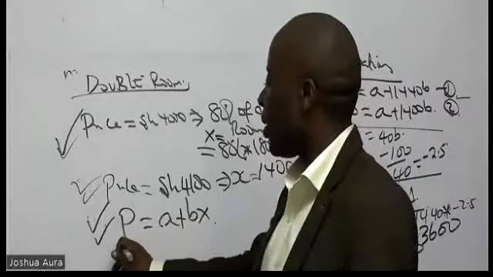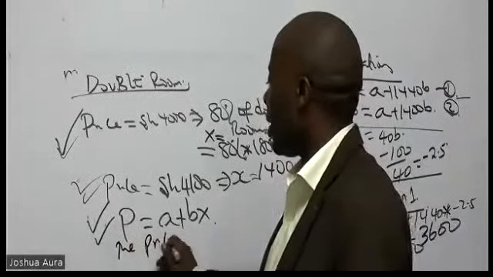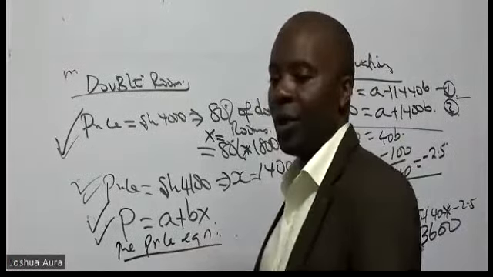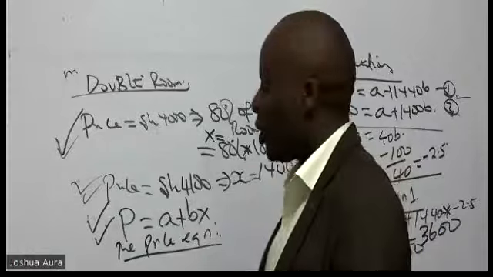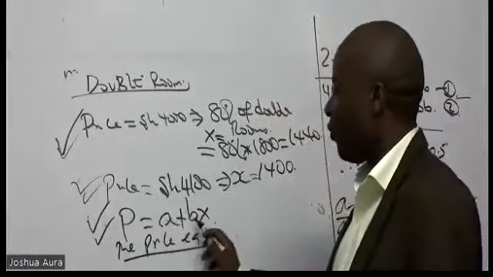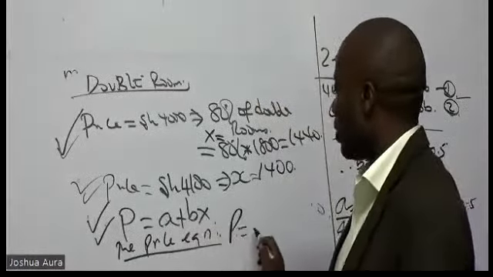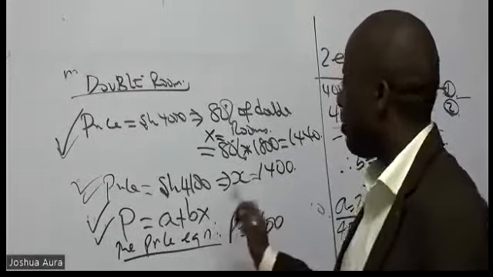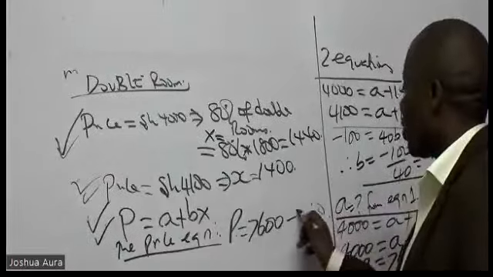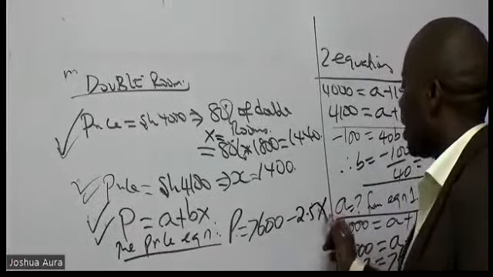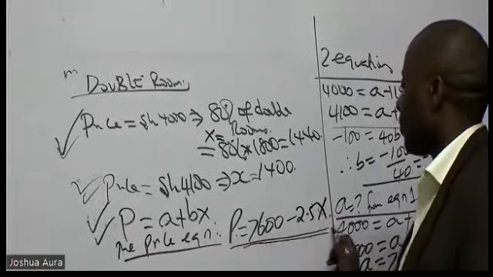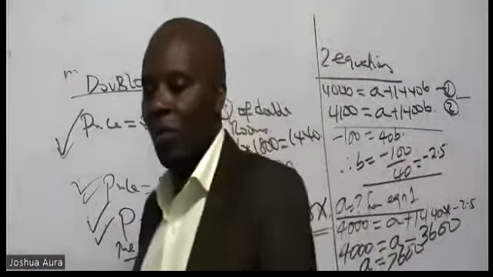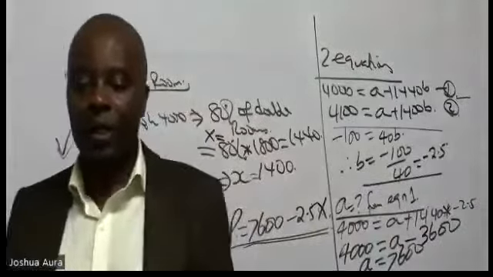So you mentioned the price equation. We already have A, we have B. So price equals A, you have given me a figure of 7,600, plus B. B itself is negative, so negative 2.5 X, like that. That is the price function.